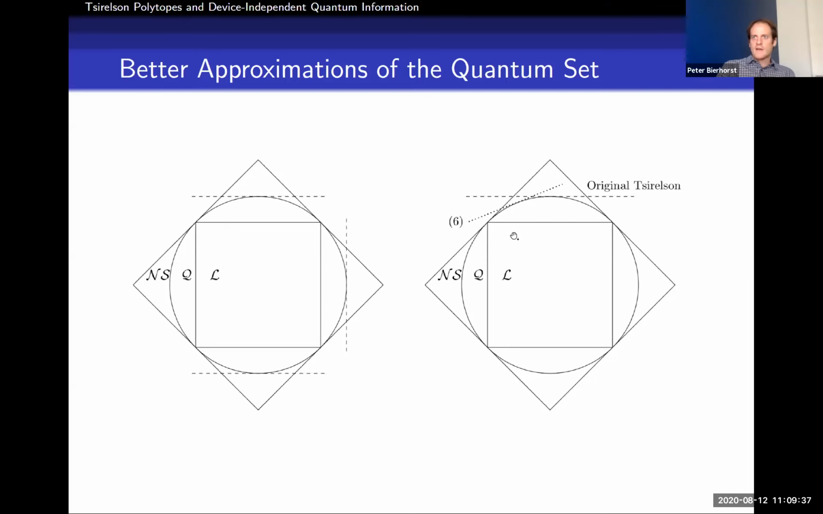And so now all of a sudden, instead of containing the quantum set in this big no-signaling square, we're starting to contain it in kind of like an octagon, something like that. We're getting a better approximation. And the extreme points of this octagon, schematically, we can think of them as occurring where these two dotted lines intersect right here. That might be an extreme point. This dashed line intersects this thing right here.